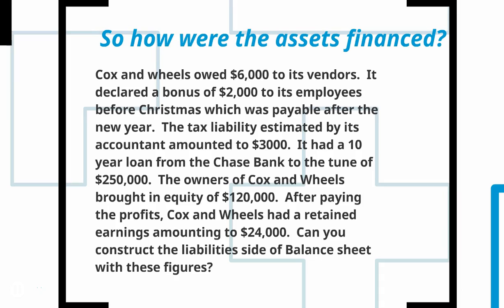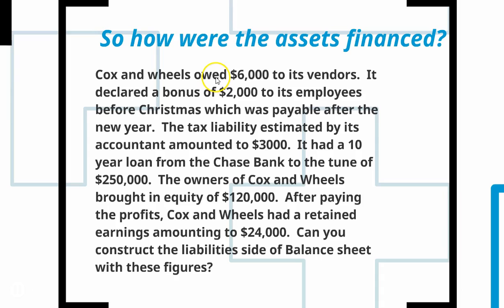$250,000. The owners of Cogs and Wheels brought in equity of $120,000. After paying the profits, Cogs and Wheels had retained earnings amounting to $24,000. Now, can you construct the liabilities side of the balance sheet with these figures?